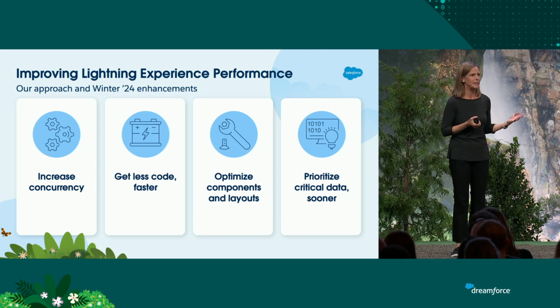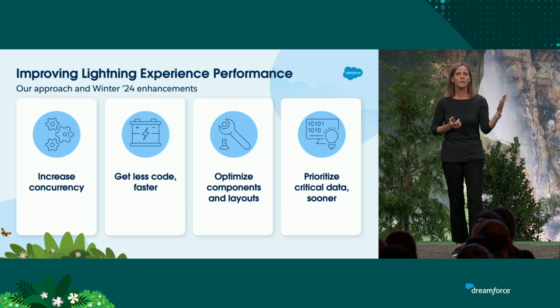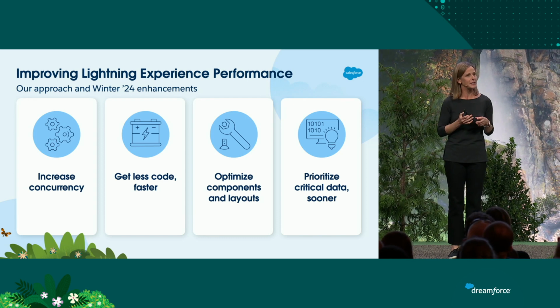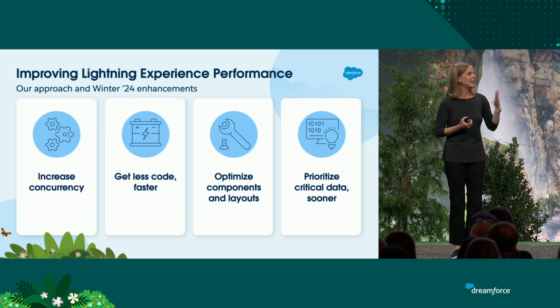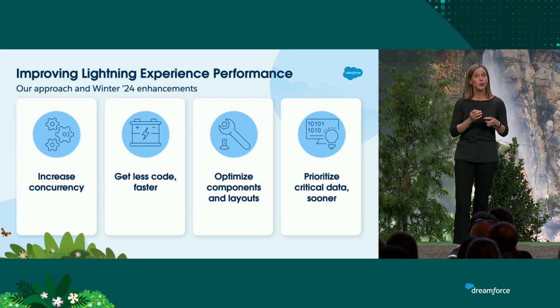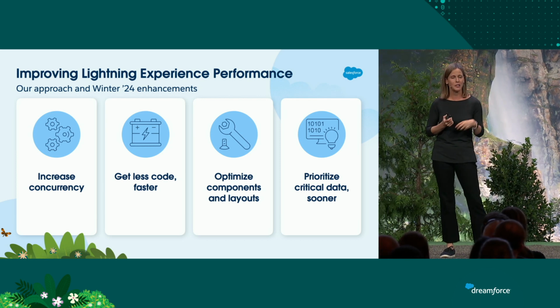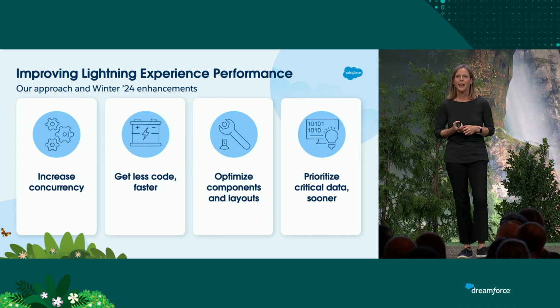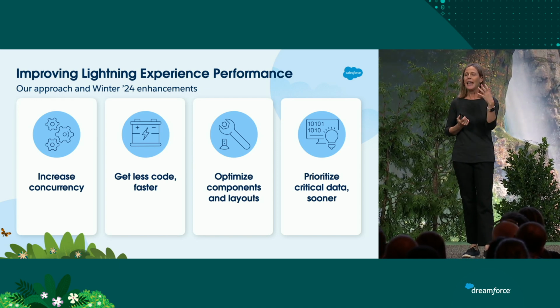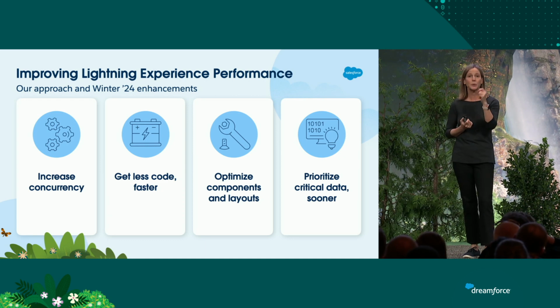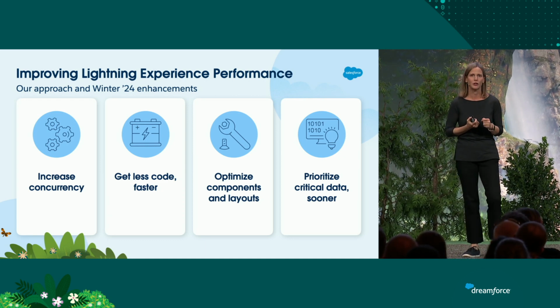There's really 4 aspects that we focus on. We focus first on how we can increase concurrency or get more things to happen at the same time. Then we look at how we can also reduce our code footprint so it gets down to the browsers faster. Then we also look at how we can optimize components and layouts, and how we can prioritize critical data so that it comes down first.